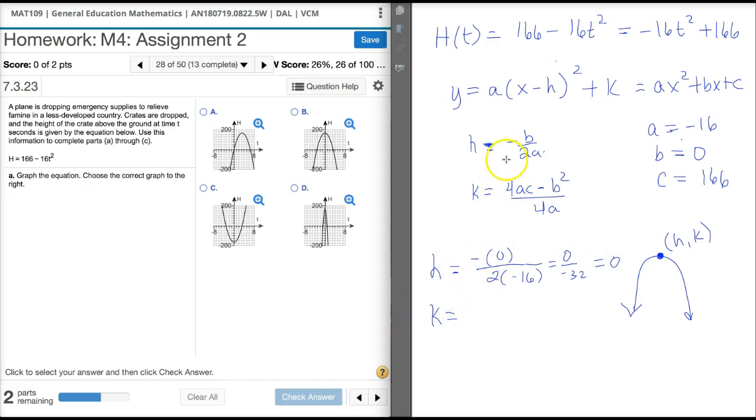And k would be this formula, 4ac minus b squared all over 4a. And we could simplify that by splitting this up into two fractions. And when we do, what we get is this formula as a result. And I'm going to use this one since it's shorter. So here we have c, which is 166, minus b, which is 0 squared, divided by 4 times negative 16. And here it really doesn't matter what's in the denominator. It's not 0. 0 divided by anything other than 0 is 0.